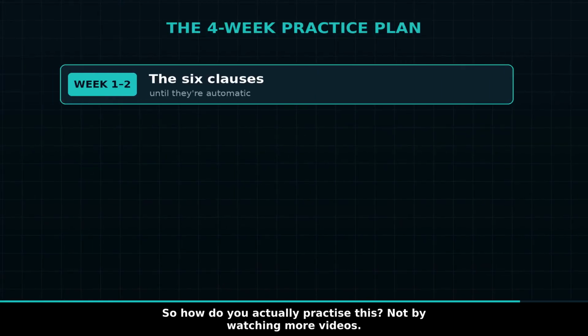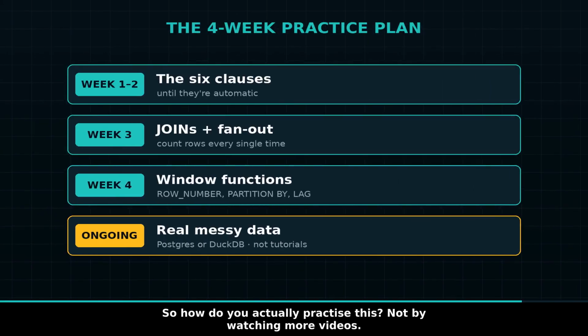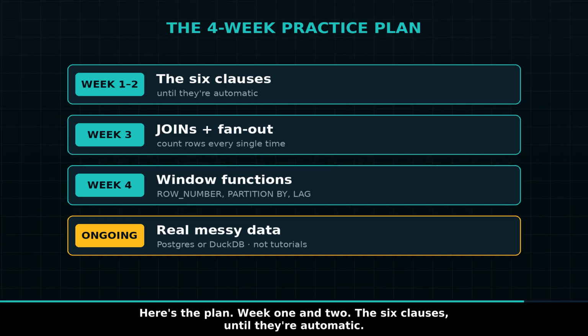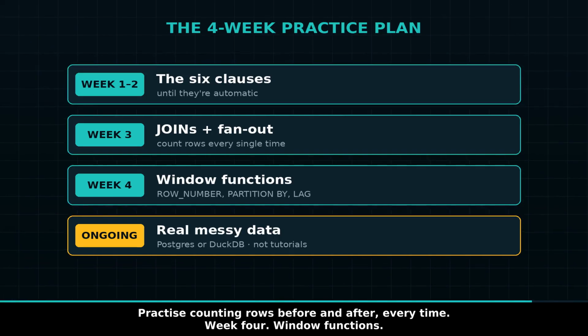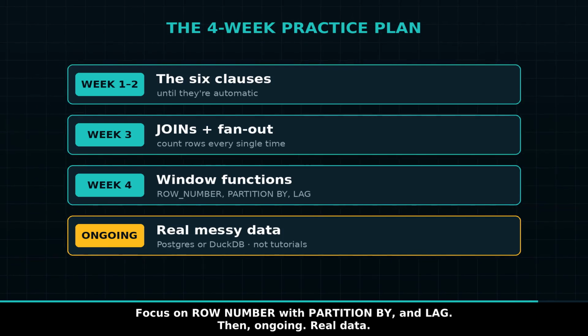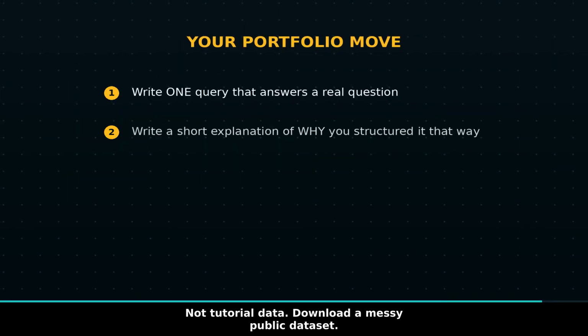So how do you actually practice this? Not by watching more videos. Here's the plan. Week 1 and 2, the 6 clauses, until they're automatic. Week 3, joins, and specifically fan out. Practice counting rows before and after every time. Week 4, window functions. Focus on row number with partition by and lag. Then ongoing. Real data, not tutorial data.